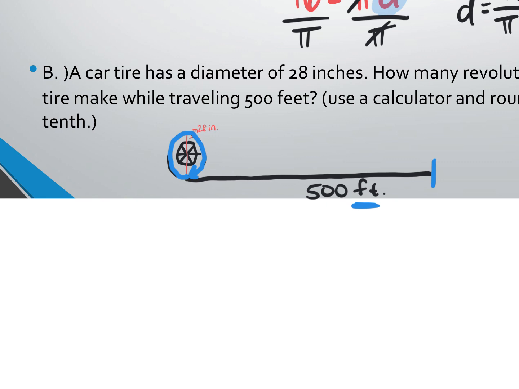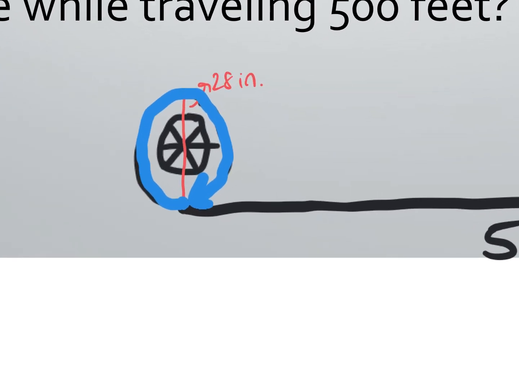So what could we find about this circle that would help us with this problem? The radius. What is the radius here? 14 inches, right? Do you guys see the blue arrow that I drew around the circle? What represents that? The circumference.